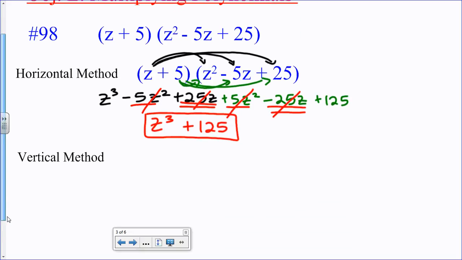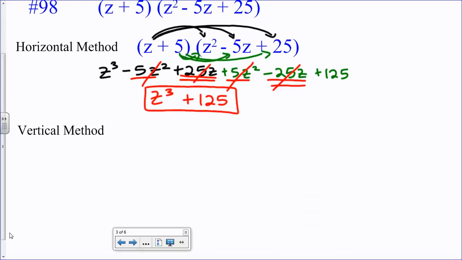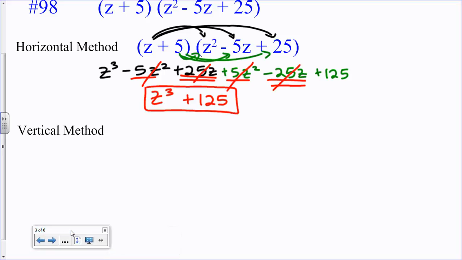Okay, we're going to do the same question, but I'm going to show you the vertical method. So the vertical method is basically the same process you use when you multiplied 3-digit numbers times two-digit numbers in elementary, whatever grade you did that. So I'm going to take the bigger one on top, and by bigger I mean the one with more terms.